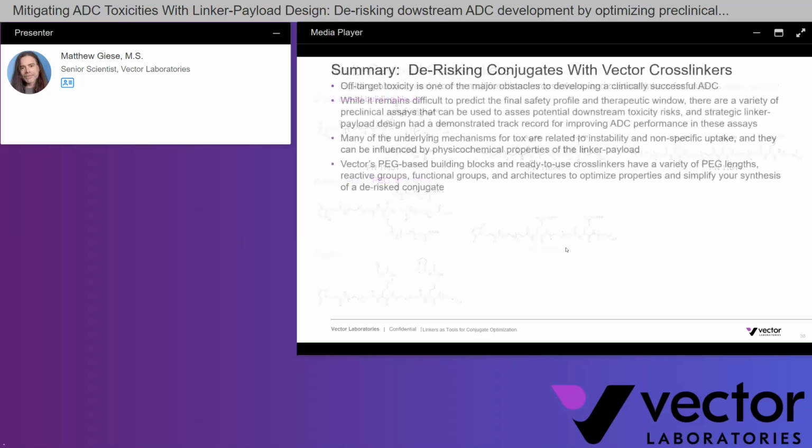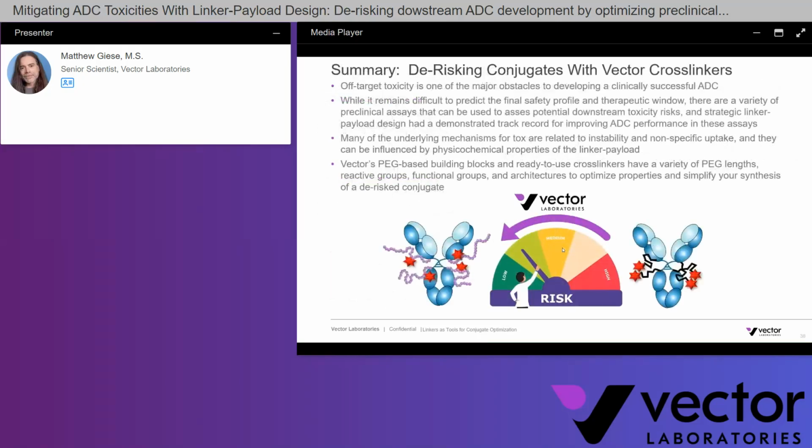So to conclude, off-target toxicity is one of the major obstacles to developing a clinically successful ADC. While it remains really difficult to predict the final safety profile and therapeutic window, there are a variety of preclinical assays that can be used to assess these potential downstream tox risks.